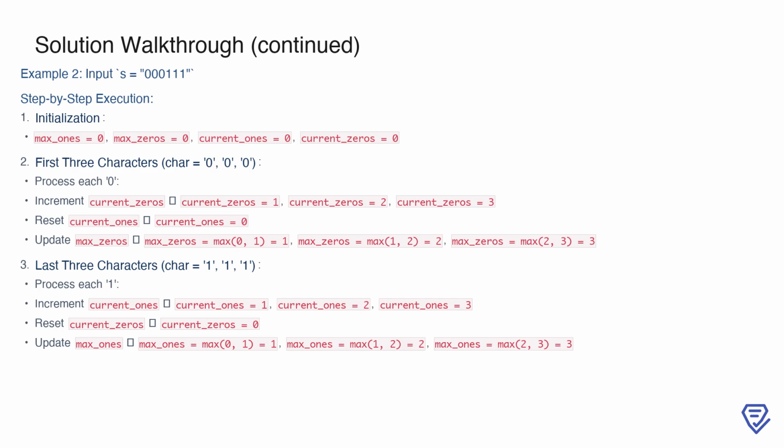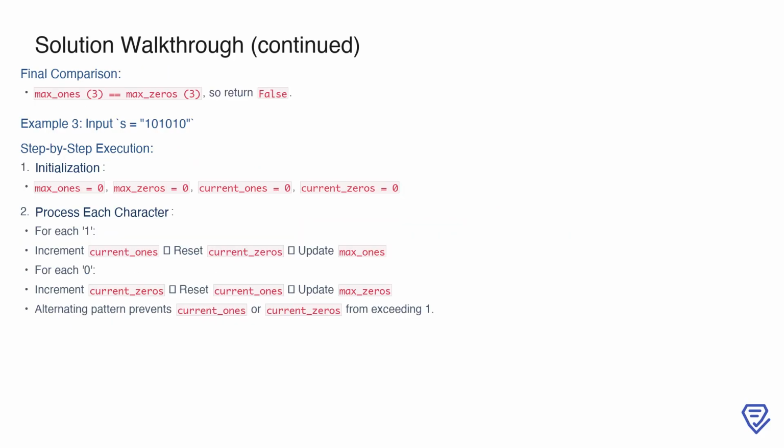For the last three characters, which are all 1, we follow the same process but for ones instead. We increment current_ones to 1, then 2, and finally 3, reset current_zeros to 0 after each increment, and update max_ones step by step to 1, then 2, and finally 3. After processing the entire string 000111, we compare max_ones and max_zeros. Both are equal to 3, so the function returns false.